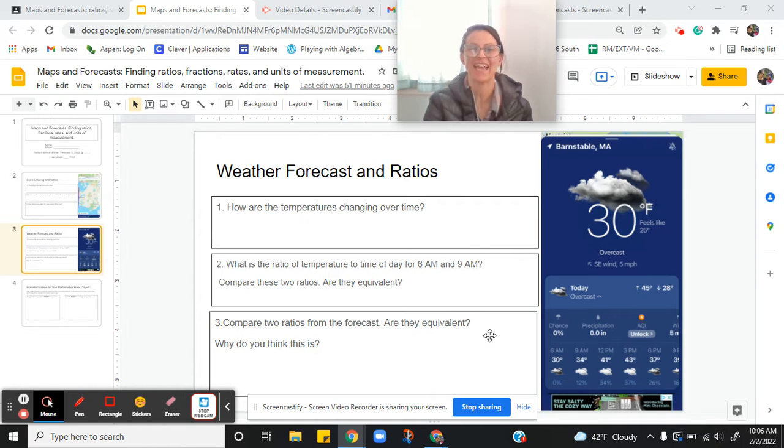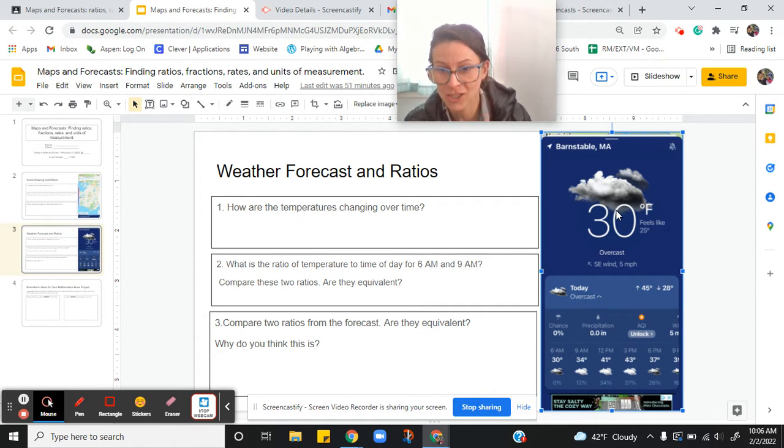Weather forecasts and ratios for Barnstable, Massachusetts, February 2nd, 2022. This image is a screenshot of the forecast for our town today. At the time, it felt like 25 degrees, but it was actually 30 degrees Fahrenheit.